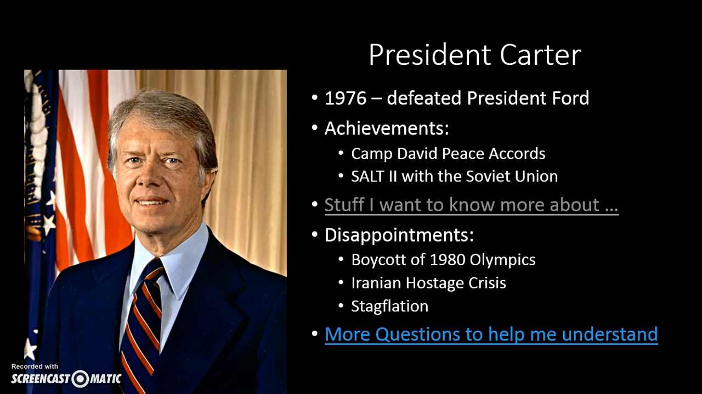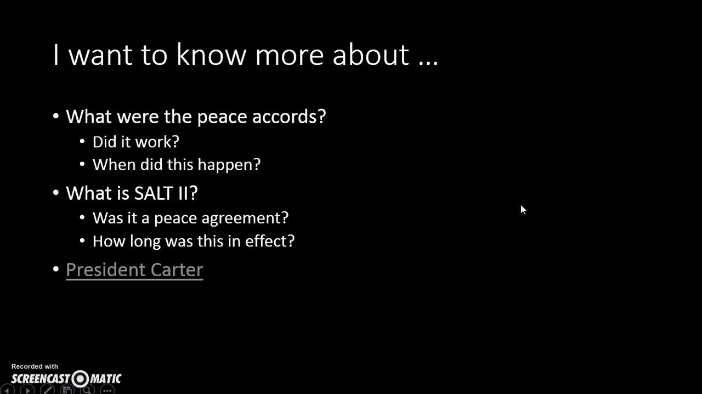So there's a few more things that I want to know about these two things. What were the peace accords? Did they work? And when did this happen? And then what is SALT II? If it's the Strategic Arms Limitation Treaty, I know that arms are weapons, and a treaty makes me think of some type of peace agreement. So was this a peace agreement, and how long was this in effect?